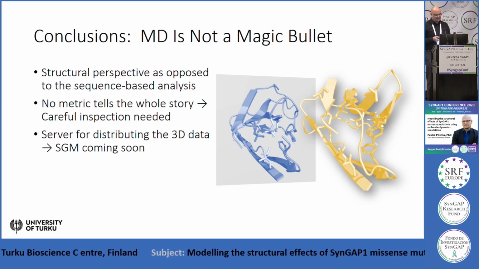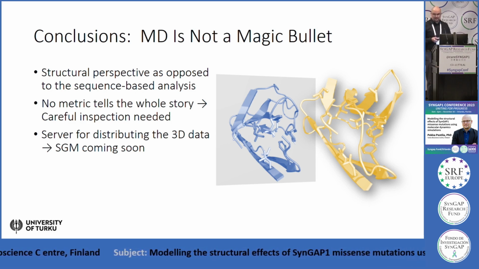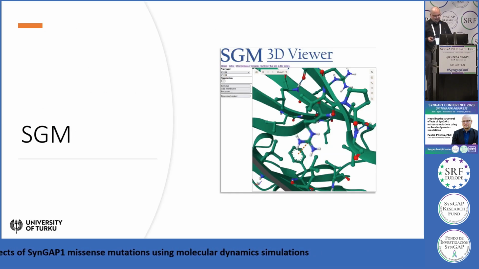Also I want to say that molecular dynamics simulations are not really a magic bullet, so you can't expect them to provide everything you need, but you get the structural perspective as opposed to the sequence-based analysis. There's no metric that will just magically tell everything, but if you look at the structures carefully, you actually can gain information out of these simulations.